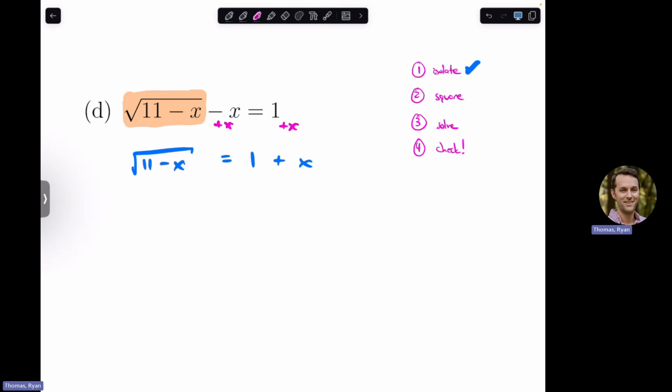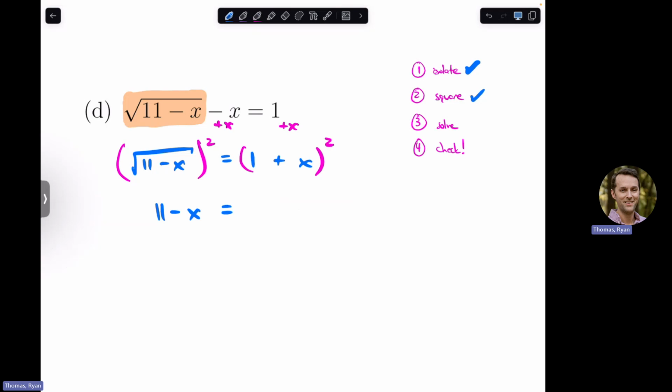Square it. If I square that, the square root goes away. I just get 11 minus x. That's good, right? That's moving in the direction of making my life easier. But we have to square both sides. So I don't get to just get rid of the square root for free, right?